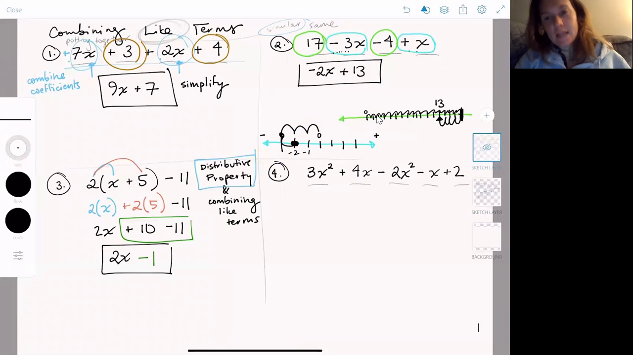Okay, last one. I'm really happy about this one. I think it's going to be great.